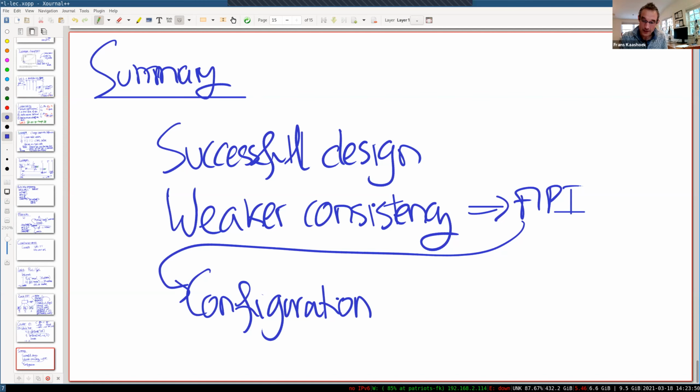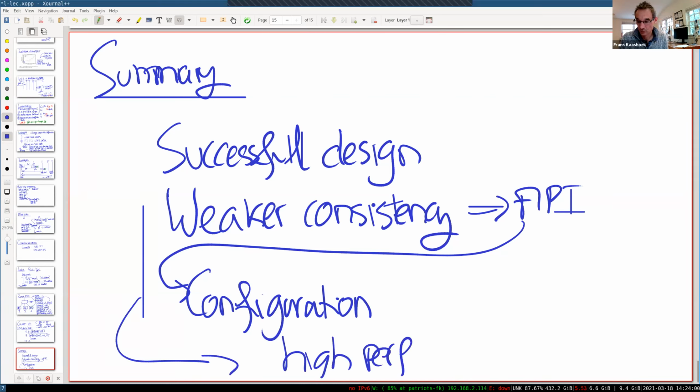And the cool part is that this combination of a carefully designed API and weaker consistency gives Zookeeper really high performance. And we'll see in later lectures more of this trick of weakening the consistency guarantees to either get better performance or be able to continue despite network partitions.